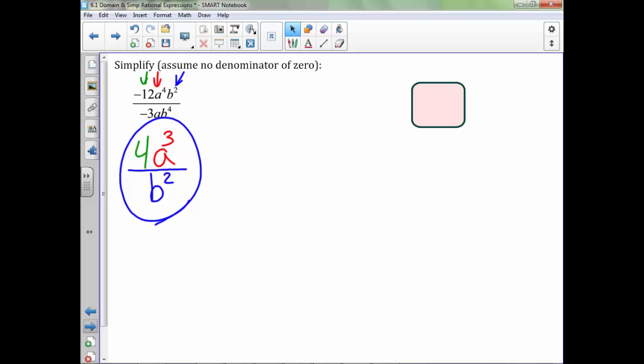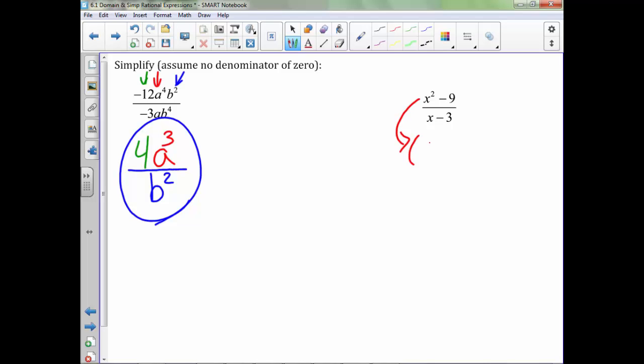Notice we could cancel things that were getting multiplied. We have to use that same idea here. Notice we can't just cancel the x's or that 9 with the 3 because they're not getting multiplied. So the key thing is you want to break everything up that can be factored into its factored form first. So this numerator is a difference of squares.